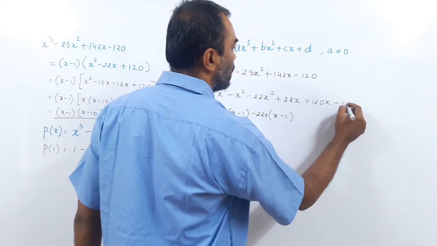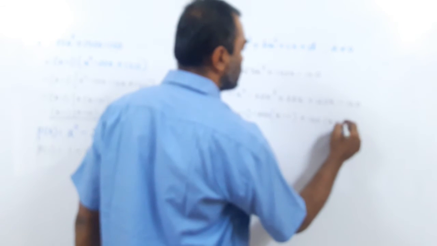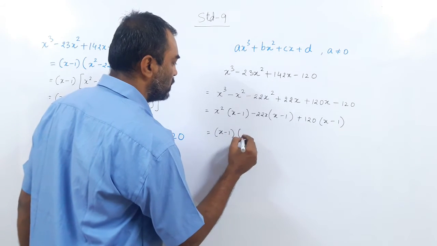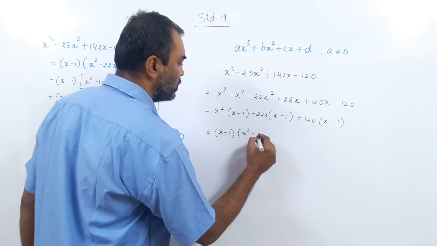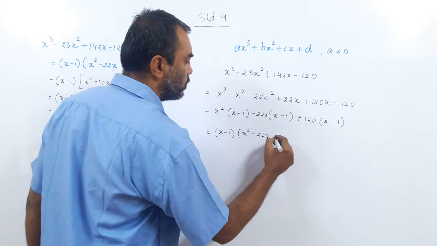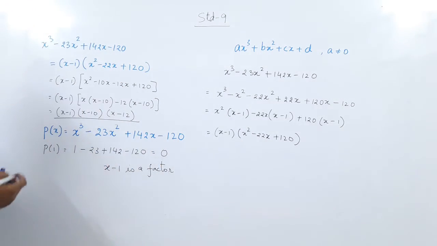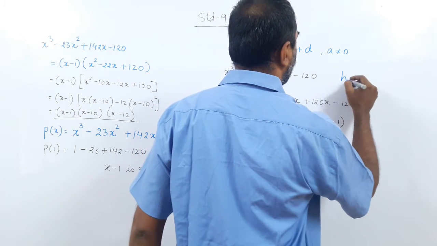So now the 120 comes down. So it is simple. You put a 120 here and get x minus 1. So here we have got x minus 1 common in 3. So this becomes x minus 1. So what are we left with? X square minus 22x plus 120. The same thing that we got here. So this is which method? This is the horizontal method.